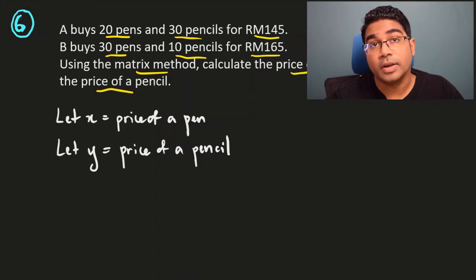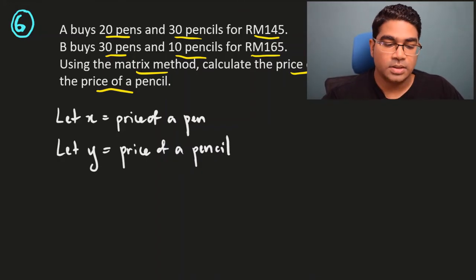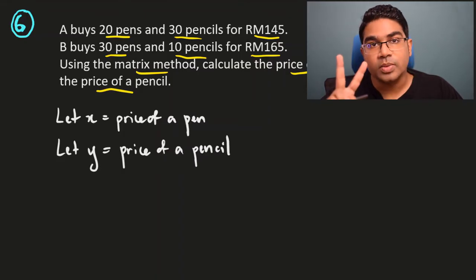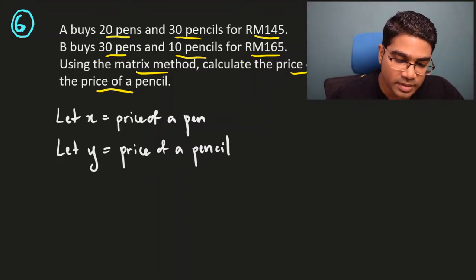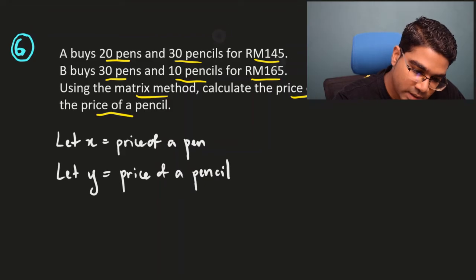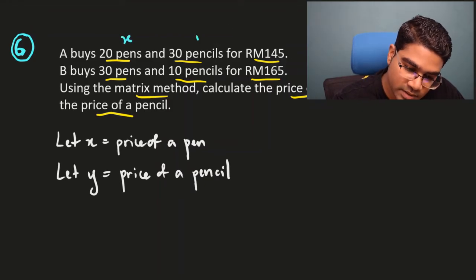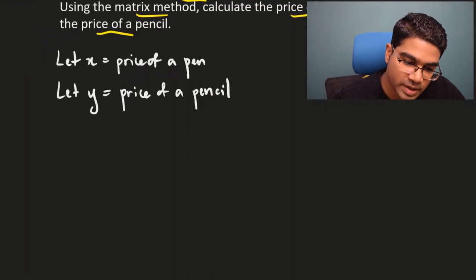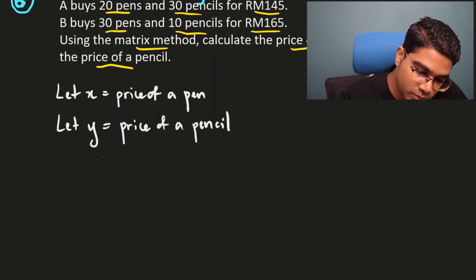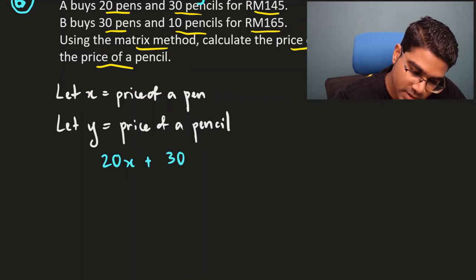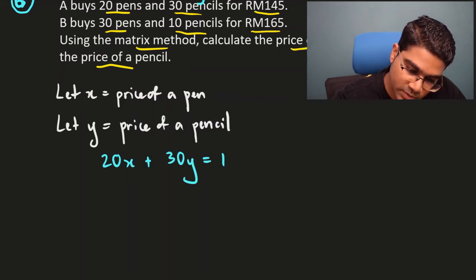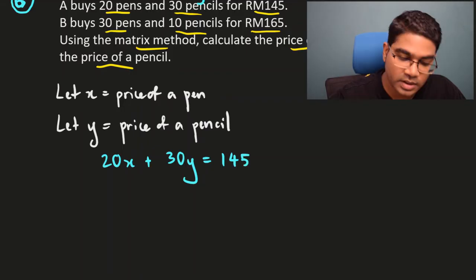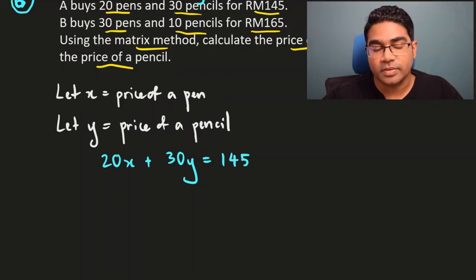Now that we've defined our unknowns, we can write our equations. You notice that we will have two equations here. 20 pens, remember pens are x, so 20x, and 30 pencils, 30y, will cost 145 ringgit. Now how do we write this down? 20x plus 30y is equals to 145. This is the first equation that we can get out of the question.